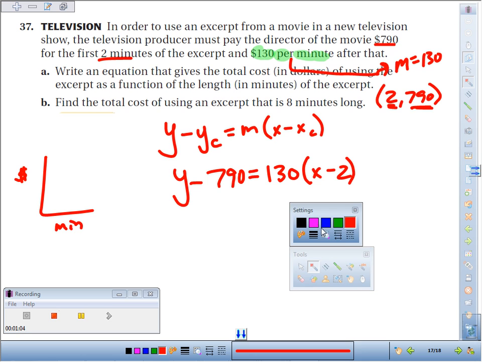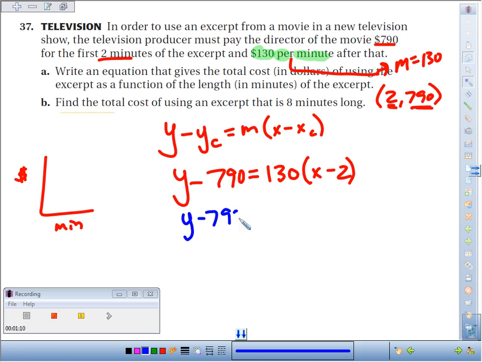Now we don't like to leave real world situations in point slope form. We want to convert them to slope intercept form. So it just requires 2 steps. The first step would be to distribute, so we get 130x. 130 times negative 2 is negative 260. And the second step, to get y by itself, would be to add 790.